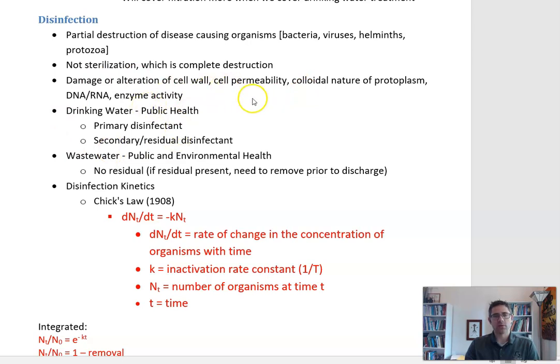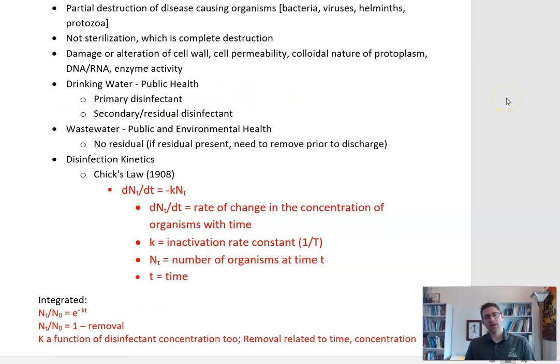From a drinking water standpoint, we have these concepts of the primary disinfectant that we would add to water to initially damage or destroy the organisms. And then we have this secondary or residual disinfectant. So before we put the drinking water into the distribution system, we want to put in some residual chemical disinfectant to keep regrowth from happening in the pipes. So we might chlorinate our drinking water and leave some chlorine in there into the distribution system.